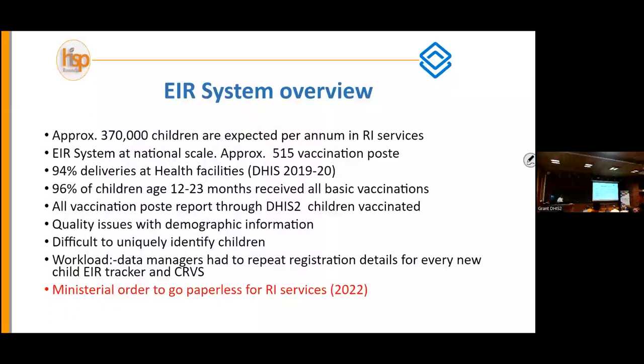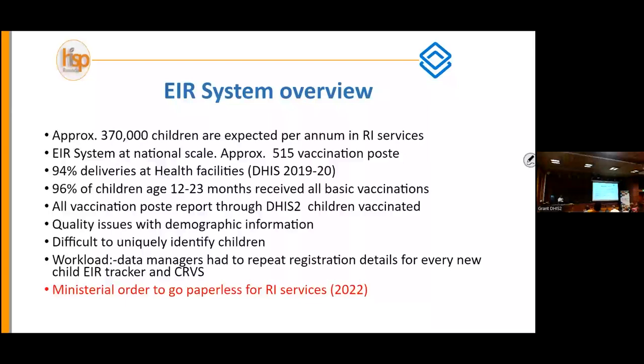Talking about the electronic immunization system in Rwanda, and also the vaccination services in general, Rwanda is not a big country, but we expect approximately 370,000 children in the program per annum. And the electronic registry was rolled out countrywide in all vaccination posts, approximately 515 health centers using the registry.